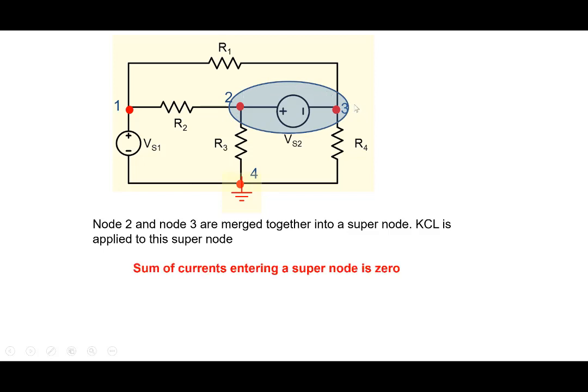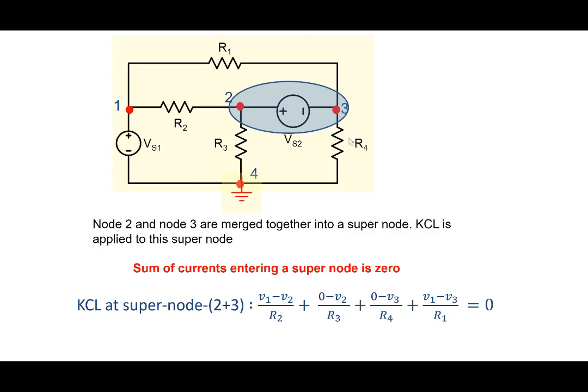So if we do that, again, sum of currents entering a super node is 0 here. So current coming from the left, V1 minus V2 by R2 here. Current coming from the bottom is 0 minus V2 by R3. Current coming from the bottom here to this side is 0 minus V3 by R4. And current coming from the top is V1 minus V3 by R1. So that becomes an equation. When you combine them together, this is the equation that we get.